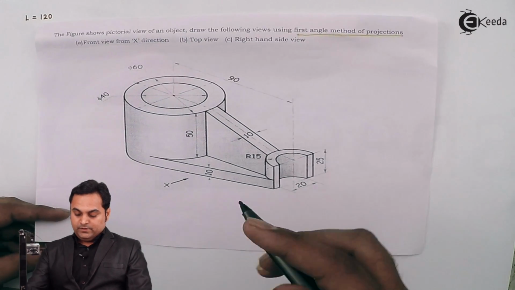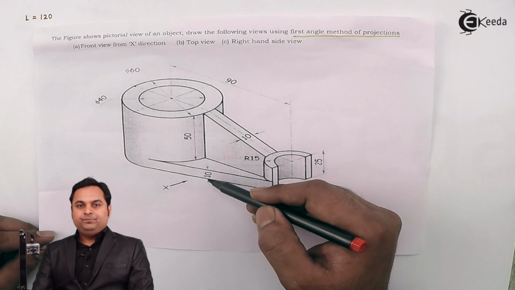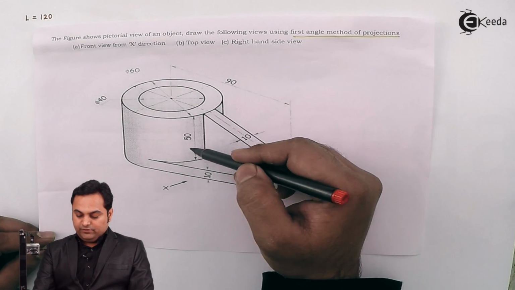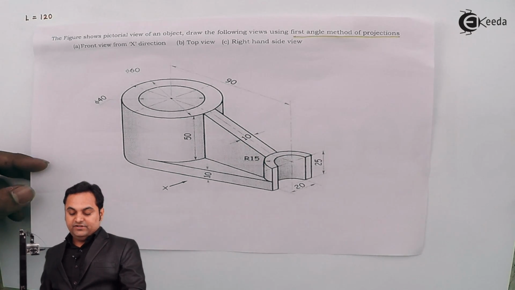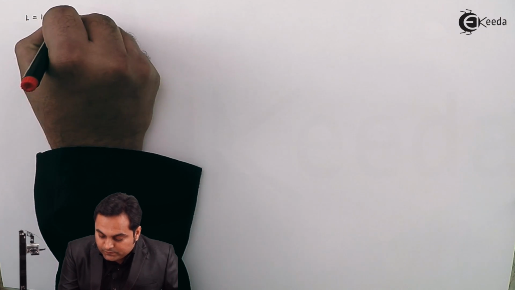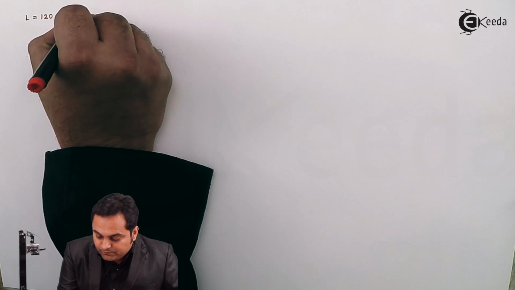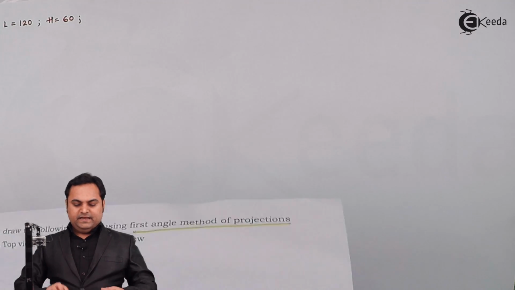Then the total height: here we have a block of 10 mm, over that there is a cylinder of 50 mm height, so 50 plus 10 gives us 60, which is the total height. So h is equal to 60. Here I have written the total length and height.